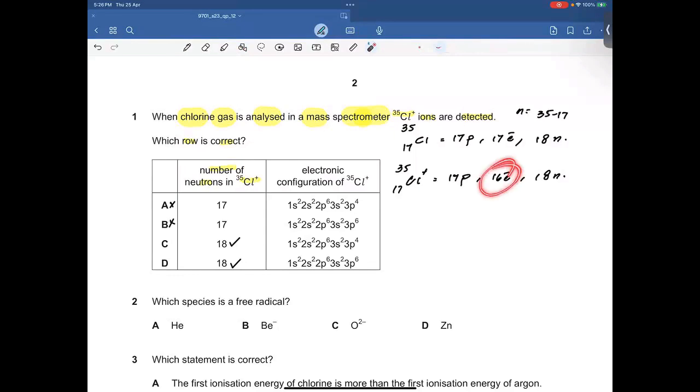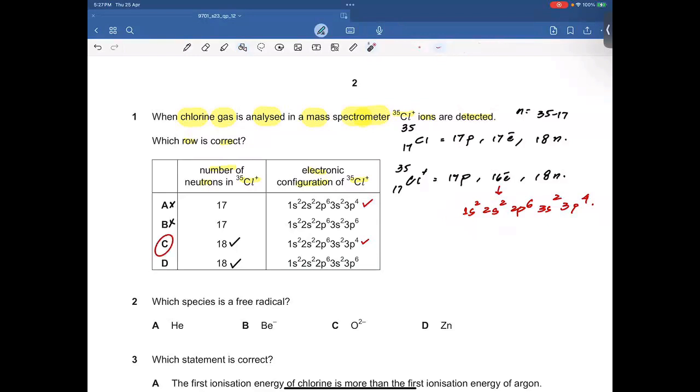We have 16 electrons. Let's configure this, because the examiner is talking about the electronic configuration of Cl plus. 1s2, 2s2, 2p6, 3s2, and 3p4. Let me check. We can find this configuration: 1s2, 2s2, 2p6, 3s2, 3p4. So this might be the right answer. So obviously, the answer is going to be C. All right, that's an easy question.